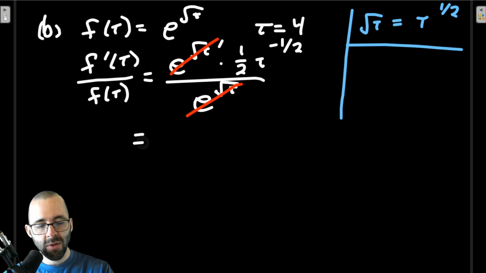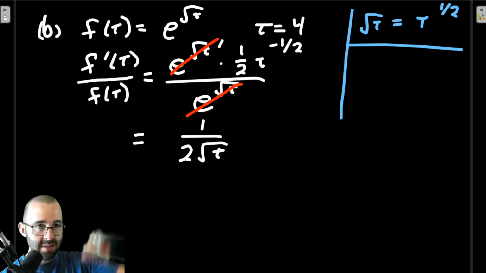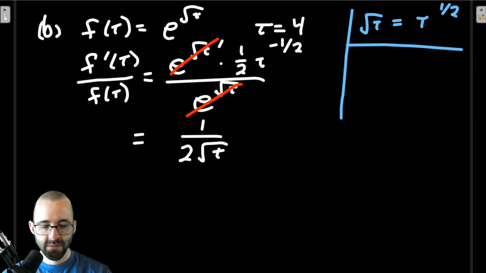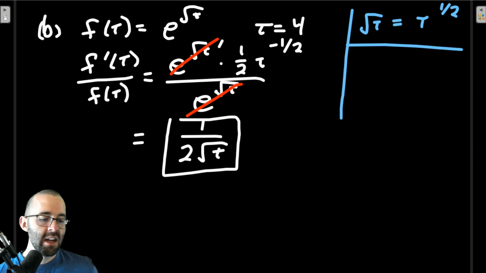The logarithmic derivative, the relative rate of change, is actually just this guy up here, which can be simplified to 1 over 2 square root of t, using this logic that we used up here. And negative exponent means denominator, or flipped, reciprocal, however precise you want to be. So this is our logarithmic derivative. This is our relative rate of change.